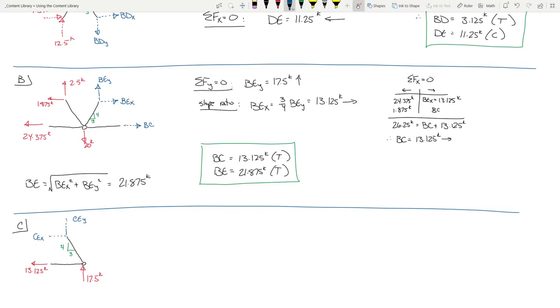Let's look at the directions. Okay? Look at this free body diagram. Which way does CEX have to go? This is going to the left. This is going to the right. Okay? Which way is CEY going? Okay, look at that. That's right, isn't it? It'd be weird if this was going to the left and this was going up, right? So naturally, at the end, they arrive going in the same direction, right?